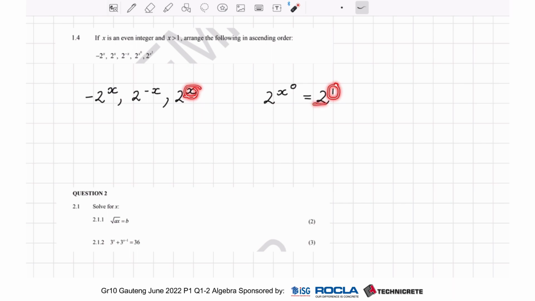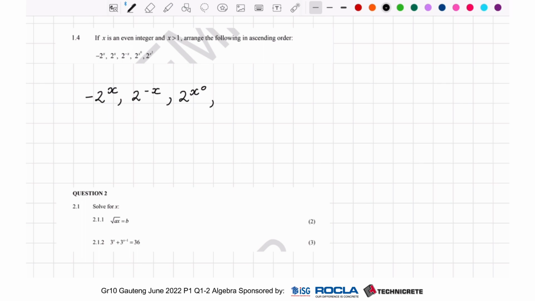Right, so I know that this is going to be smaller than this one, but it's still going to be bigger than this one because this is the fraction. So I know that 2 to the x to the 0 comes here, and then this one was the 2 to the x. And then for the last one, we have 2 to the x raised to the 2.